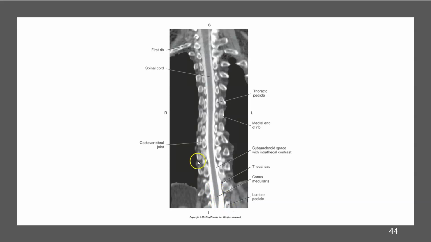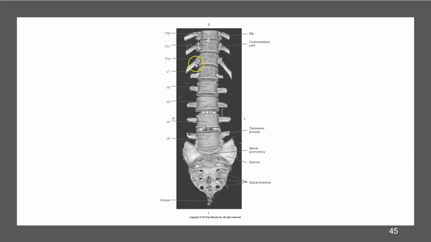Here's the pedicle. And we've got the costovertebral joint. It's the joint space between the two. And your first rib coming off. So here's a CT 3D. So if we look here, these are ribs coming off. So you know that that's T-spine.